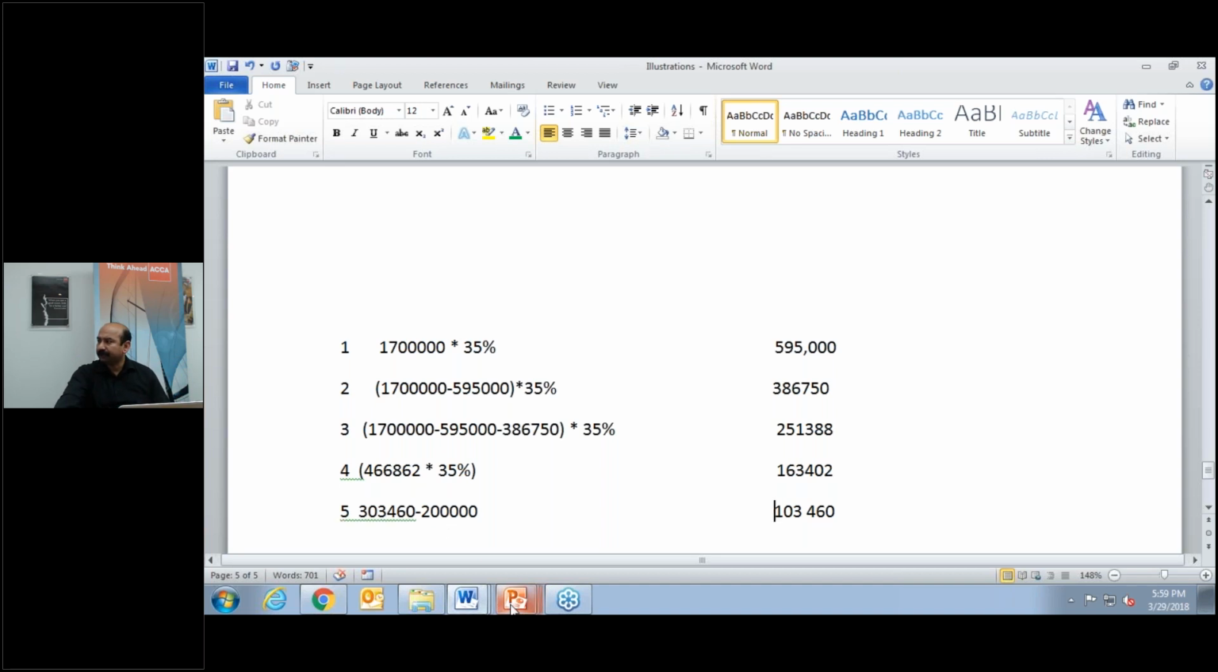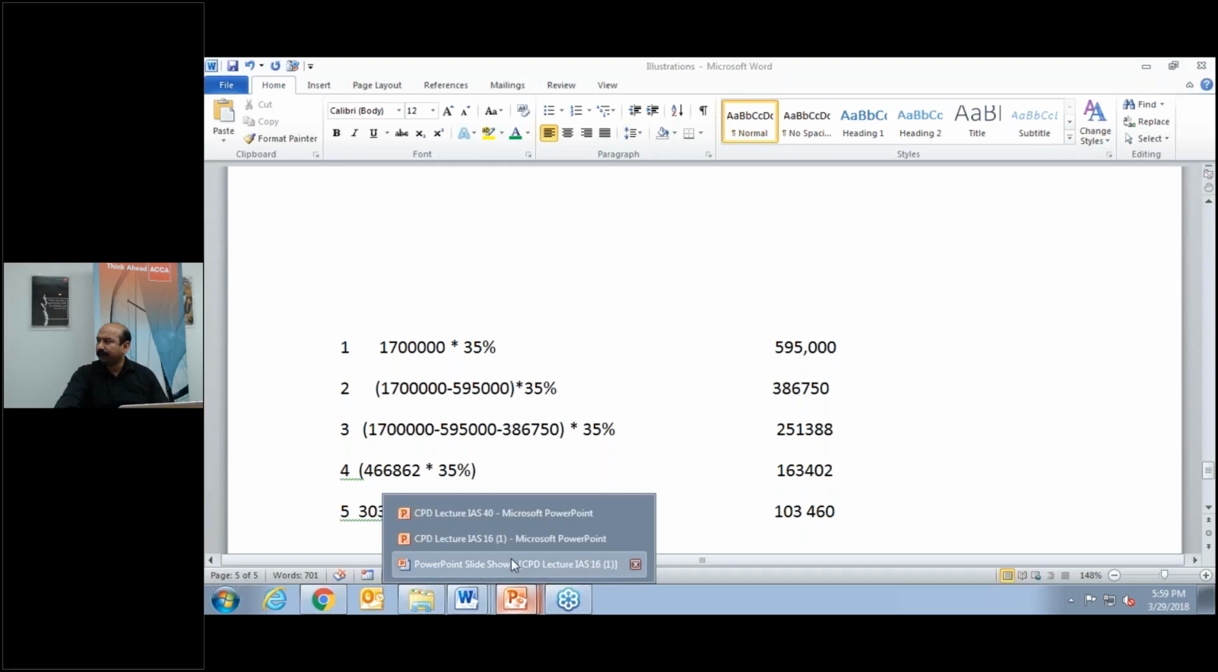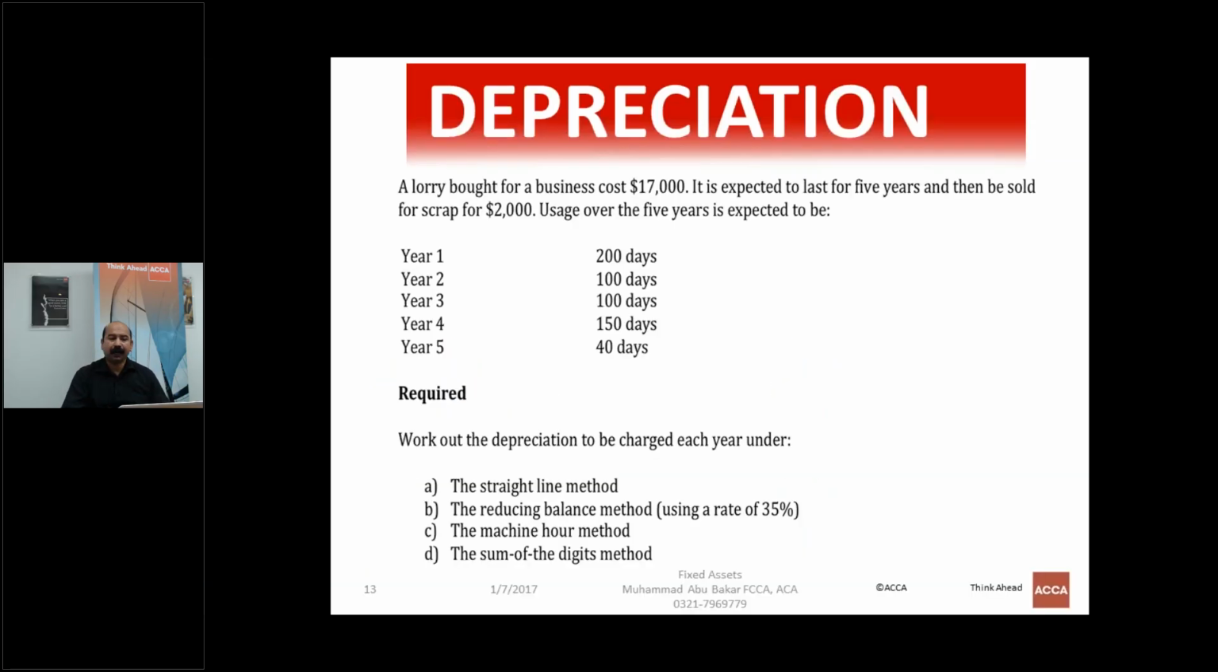Okay. Next is the machine hour method, or unit of production method. You can name it other ways also. Machine hour method, unit of production method. There are many other ways. So can you please quickly calculate, just for the first year, based on this method?